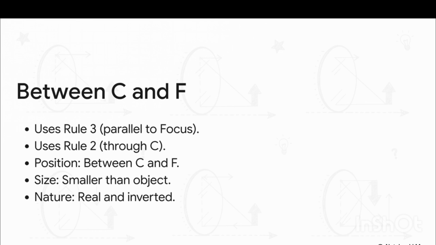But here's the really fascinating part. Because the rays originating from the top of the person's head intersect downwards, below the central axis, our real image is actually inverted. It is totally upside down. And if you look at the size, it's actually slightly smaller than our original object.